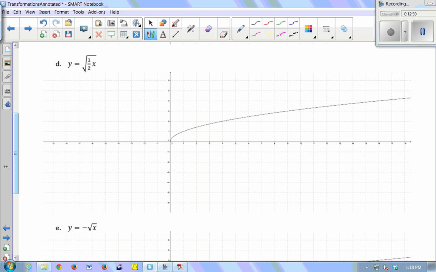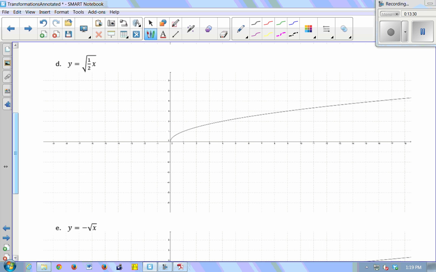The square root of 1/2 x. Inside change or outside change? Inside, that's inside the square root, which means it's going to be horizontal. Is it a shift or a stretch shrink? Stretch shrink because it's multiplication. Is it a stretch or a shrink? Stretch. This is a horizontal stretch because you'd think that multiplying by 1/2 would make things smaller, right? But because this is a horizontal inside change, it does the opposite and it stretches.